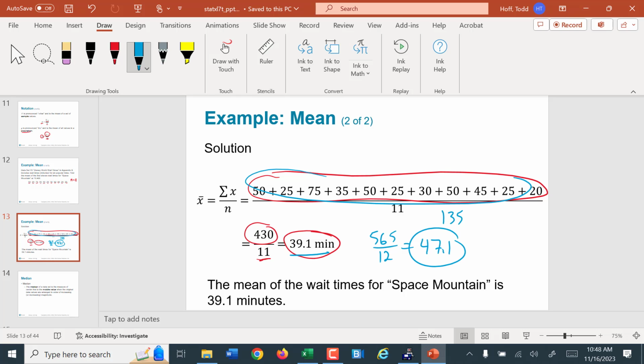That's a significant change from 39.1. We've gone up 8 minutes just because of that one really large data value. So that's a sign of the mean not being very resistant. And 135 really isn't that big compared to the biggest value of 75. It definitely could be much larger than that to be an outlier.